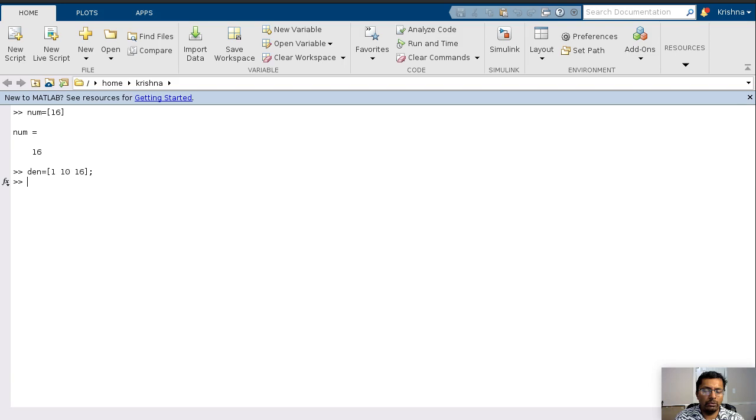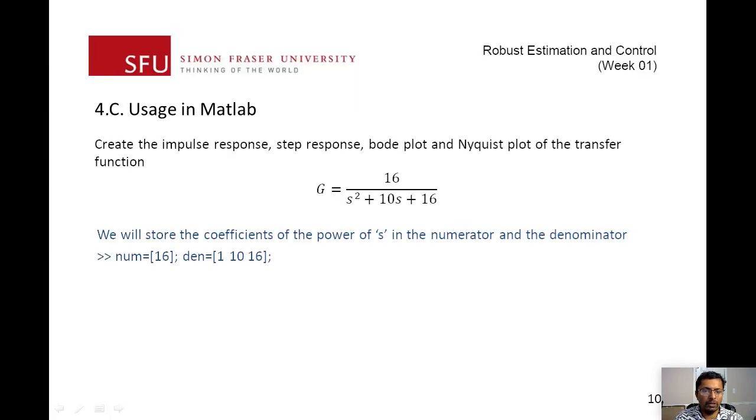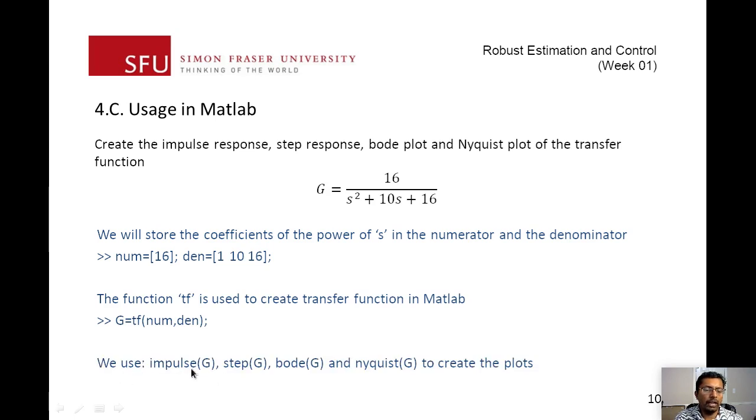And then what I'm going to do is create a transfer function. We'll call that G. So this is going to be G is TF of numerator, comma, denominator. So this creates our transfer function. Then we go back and see if we can do all of these plots. Next, we just use impulse of G, step of G, Bode of G, and anything else that you want, and then create those corresponding plots.